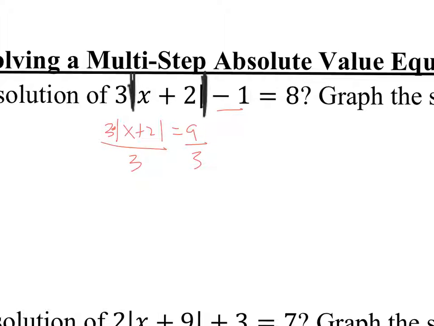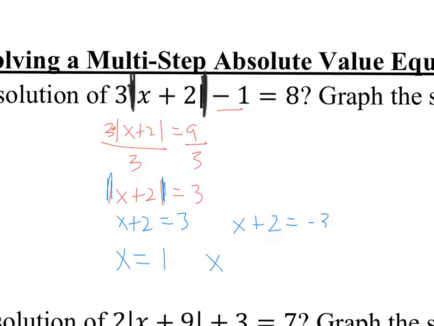You cannot, repeat, you cannot distribute inside of an absolute value. You cannot distribute. So now these are my two equations. X plus 2 is equal to 3. X plus 2 is equal to -3. Again, once you get the absolute value by itself, that's where you get your two separate equations from. So you get x equals 1 and x is equal to -5. So when I graph this, I have -5, 1, and both closed circles. So pause the video and do B by yourself.